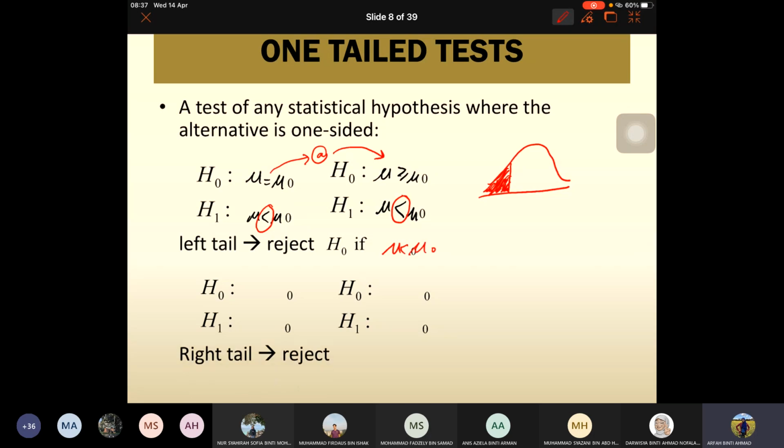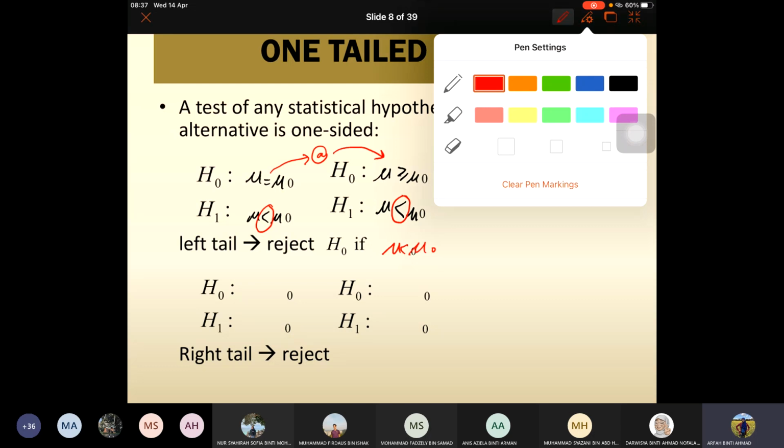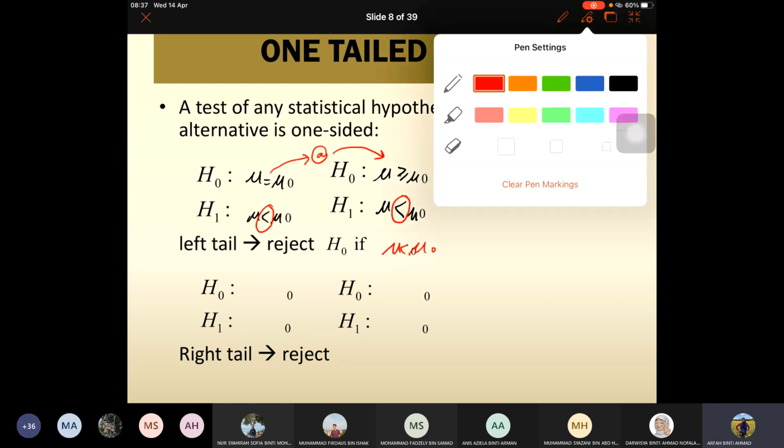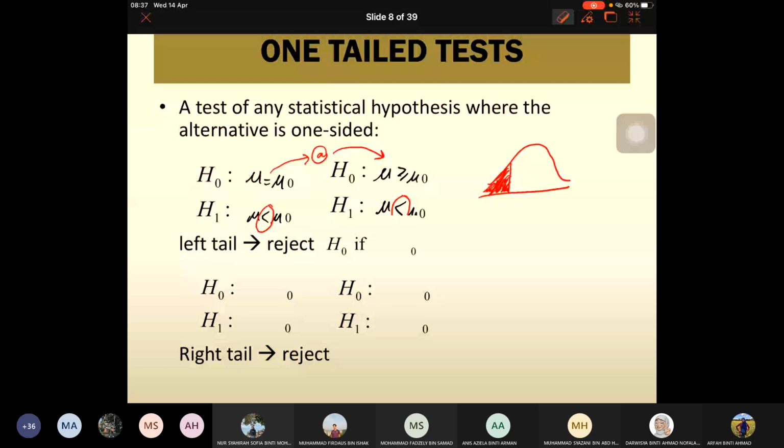Okay. So ini untuk case left tail. Okay. For the case of mu is less than mu naught. So this one, it is a left tail.